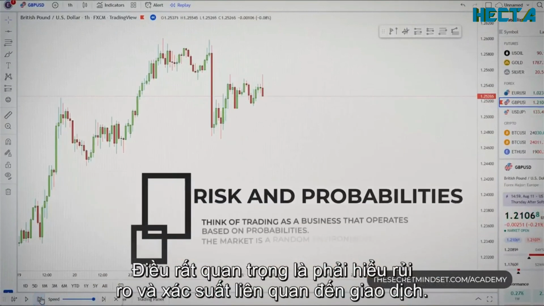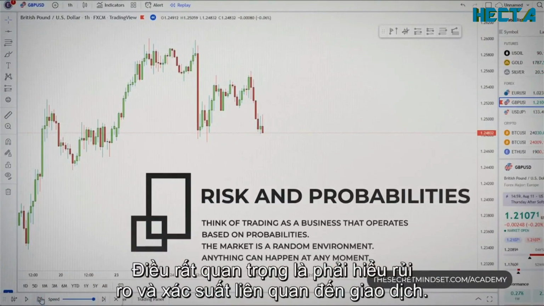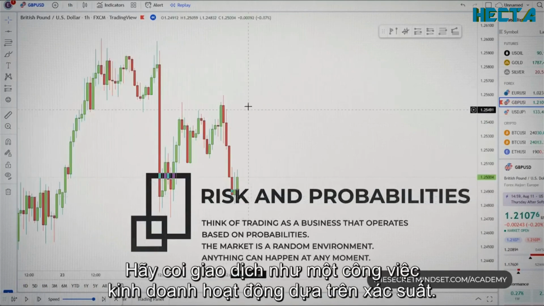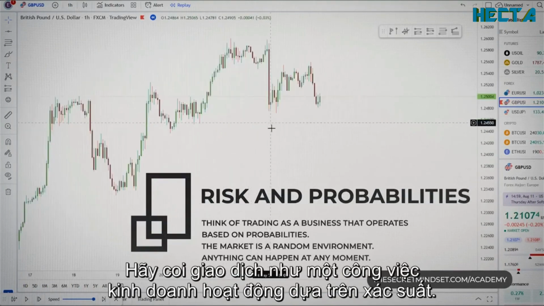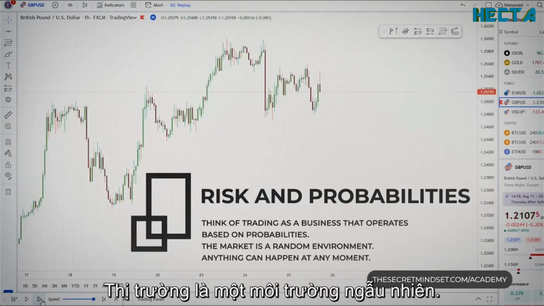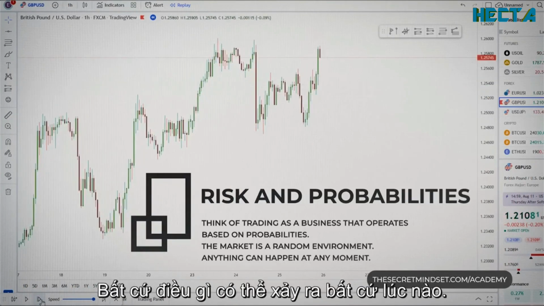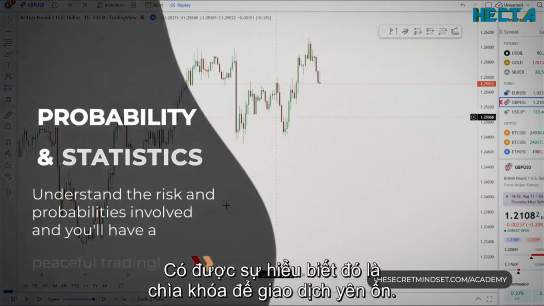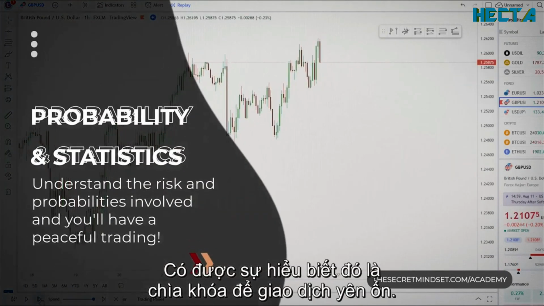It's very important to understand the risk and the probabilities involved in trading. Think of trading as a business that operates based on probabilities. The market is a random environment. Anything can happen at any moment. Having this understanding is the key to peaceful trading.